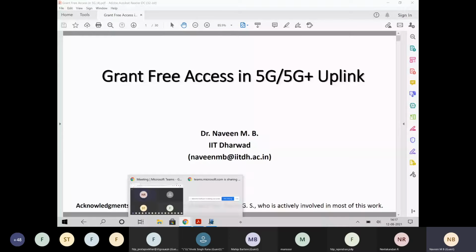Now let's quickly see how random access is done in LTE and also in NB-IoT. NB-IoT is narrowband IoT, which is very similar to LTE, but it is there to support IoT devices. In LTE, the random access preamble that I mentioned consists of a CP and a long sequence, usually a Zadoff-Chu sequence. It is of length 839 and has a cyclic prefix and some guard time. And each user sends this.